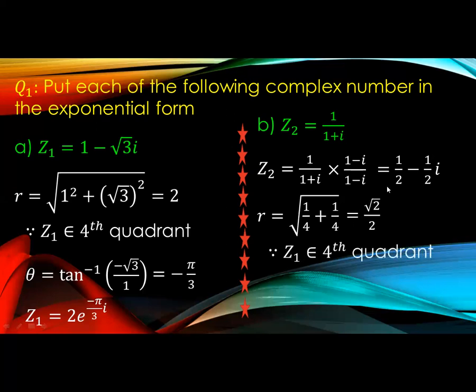Then as you see, this number has a positive real part and a negative imaginary part, so it lies in the fourth quadrant. So we find its amplitude by using the relation theta equals tan inverse of negative 1. It is equal to negative pi over 4. Z2 equals root 2 over 2 e power negative pi over 4i.